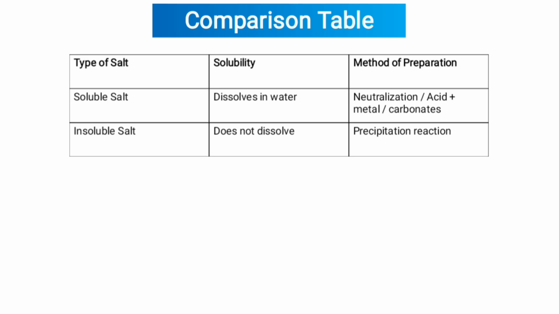Comparison table: types of salt, solubility, methods of preparation. First type is soluble salt. Its solubility: dissolves in water. And methods of preparation of soluble salt are neutralization, acid plus metal, and carbonates. And second type is insoluble salt. Does not dissolve. And the method of preparation of insoluble salt is precipitation reaction.